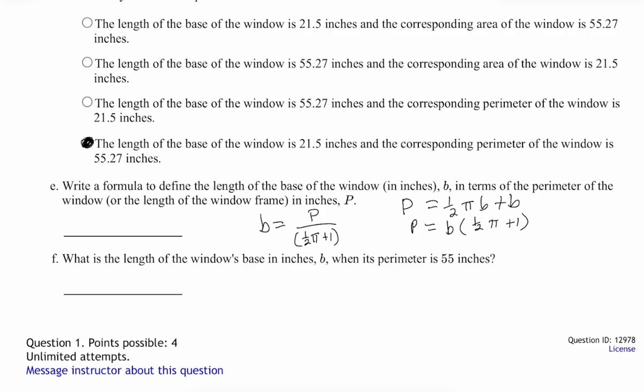And if the perimeter is 55, now your number might be different than my number, so be careful. What is the base? Well, we have a nice formula. So we're going to take the 55 and place it in. Yours might not be 55, whatever yours says on the paper. And we're going to divide it by 1/2 pi plus 1. Use parentheses to help you if you do use a calculator. I got 21.394.